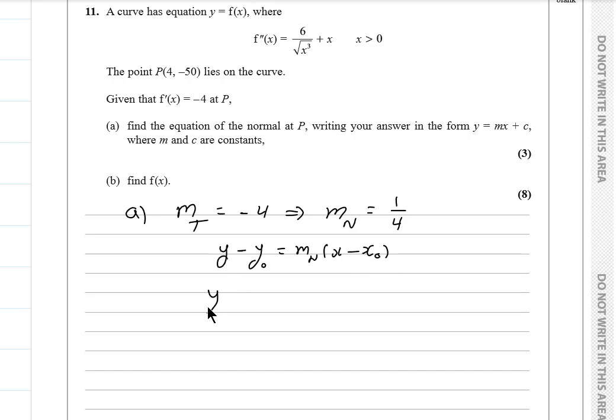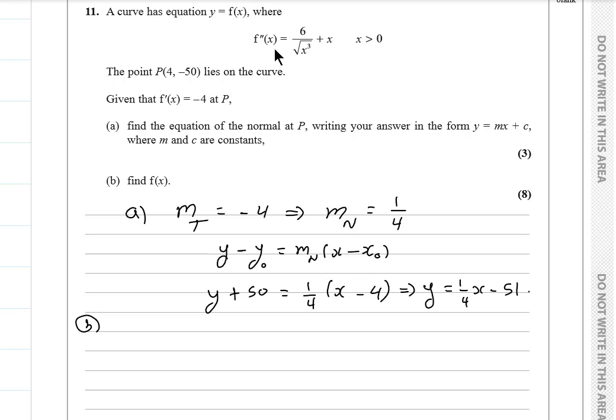Then y minus negative 50, it will be y plus 50 equals m normal, which is 1 over 4, times x minus 4. This can be simplified to y equals 1 over 4 x minus 1 over 4 times 4, which is minus 1, minus 1 minus 50, it will be minus 51. This is the answer. Okay, part B.